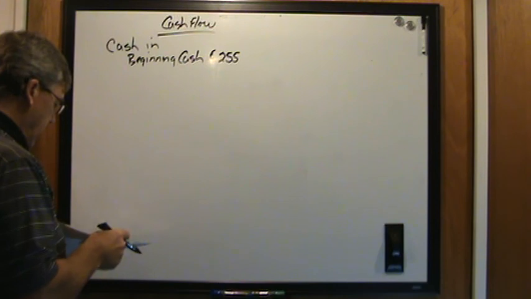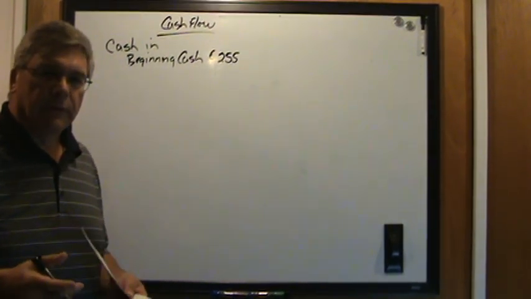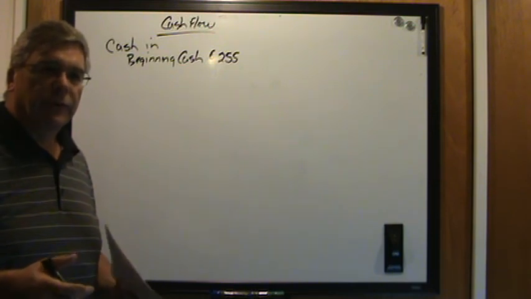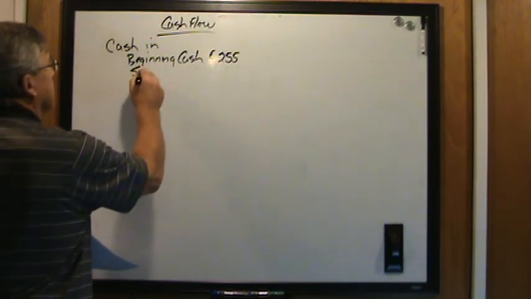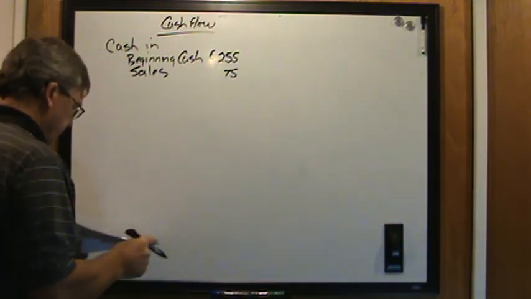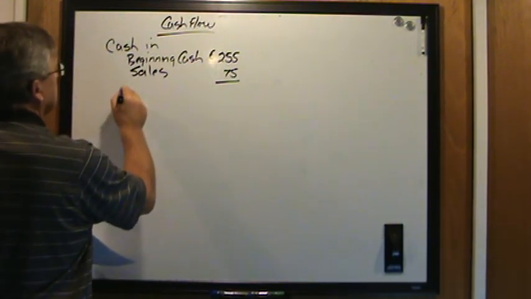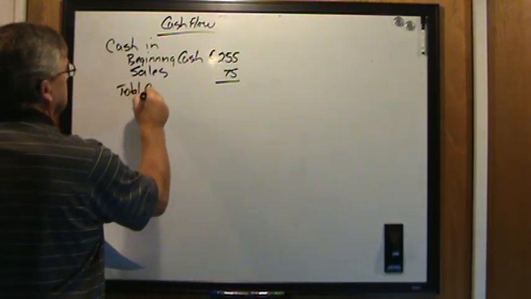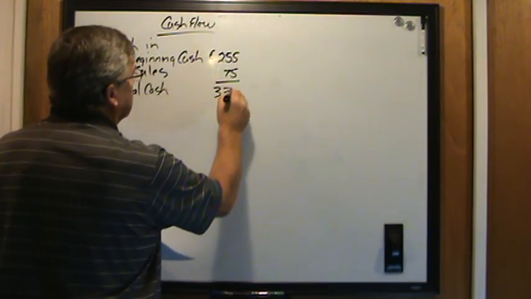We sold more shirts. Okay, so we had 5 shirts left to sell at 15 euros a piece. So sales were 75 euros. Okay, for a total cash in of 330 euros.